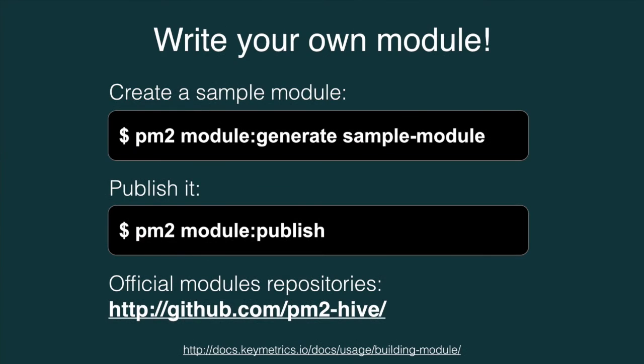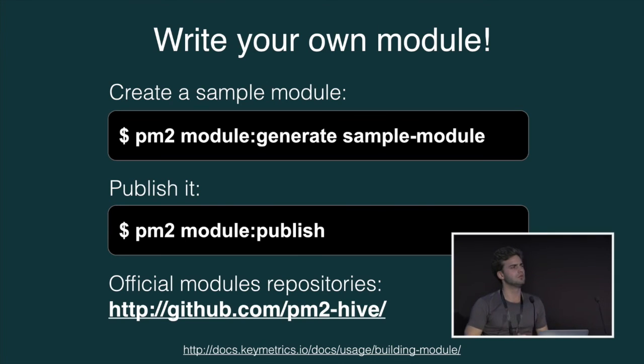So to write your own module, it's very simple. If you install the latest PM2 version, or you have more than version 0.15 of PM2, you have the command pm2 module:generate that will create a sample module that you can directly publish. So after you go to this folder, you do pm2 module:publish, it will do an npm publish, and it will do a git push. And after, you will be able to say to anyone, oh, okay, install this module.